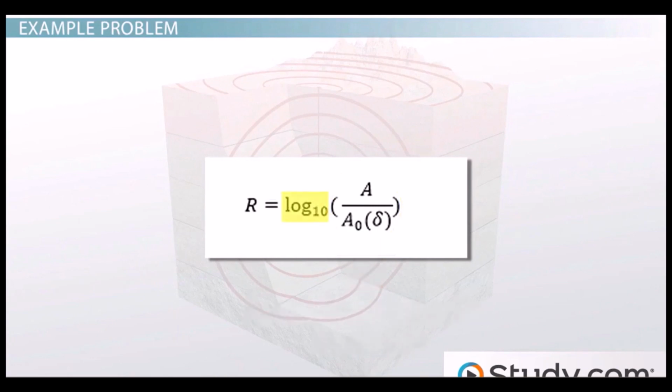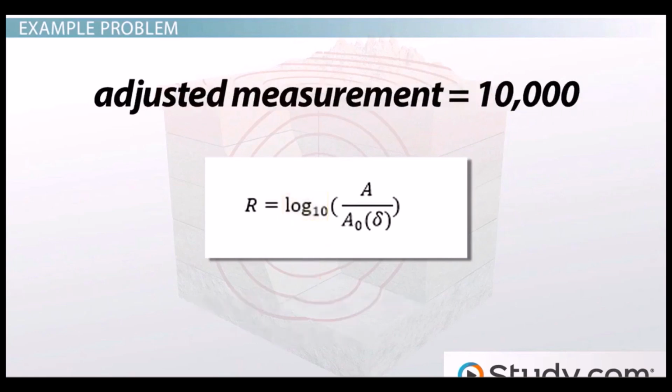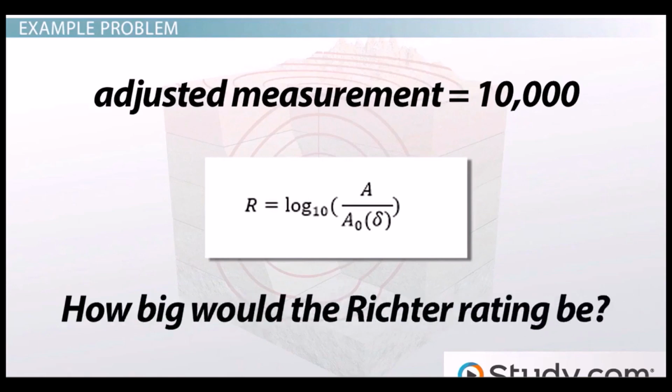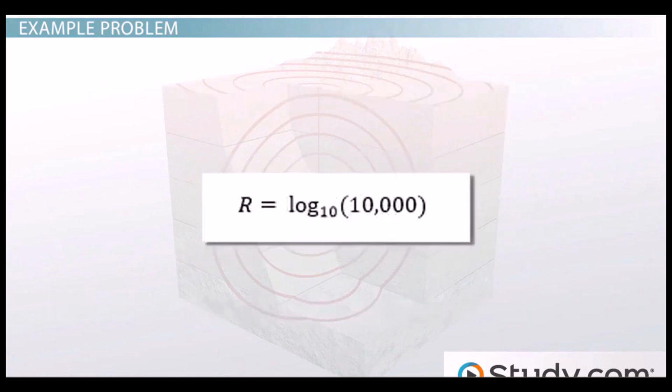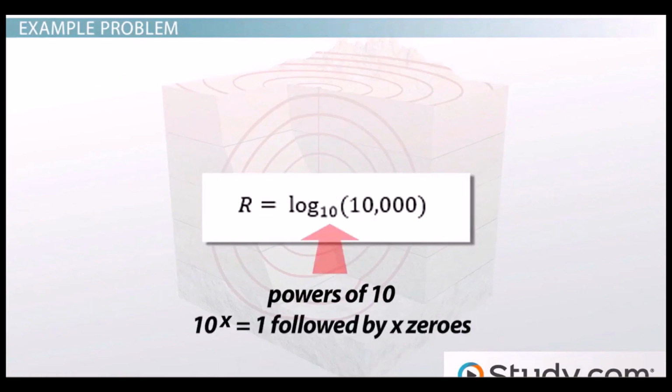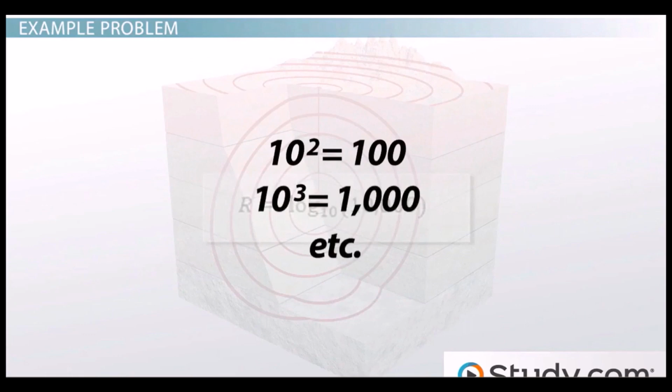To get the number from 1 to 9, scientists calculate what power they'd have to raise 10 to get the adjusted measurement of force. Let's say that the adjusted measurement of the force of an earthquake was 10,000. How big would the Richter rating be? In other words, what power do we have to raise 10 to in order to get 10,000? You'll go over more techniques for solving logarithms in another lesson, but if you know anything about the powers of 10, you can already crack this one, because 10 to the x power equals 1 followed by x zeros. So 10 to the second power equals 100, 10 to the third power equals 1000, and so on.